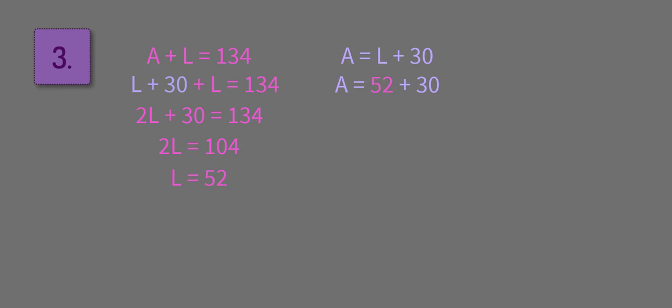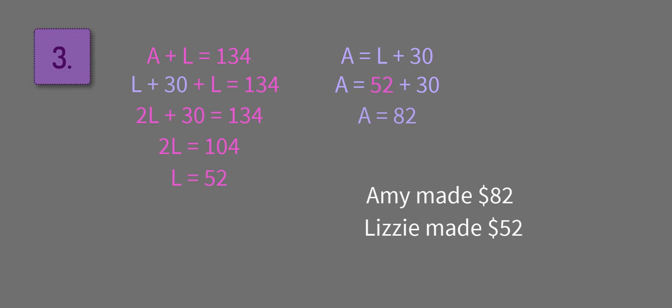A equals 52 plus 30. So that equals 82. So Amy made $82 and Lizzie made $52. Now those do add up to 134, and the amount that Amy made is $30 more than the amount Lizzie made, so we know that this solution is correct.